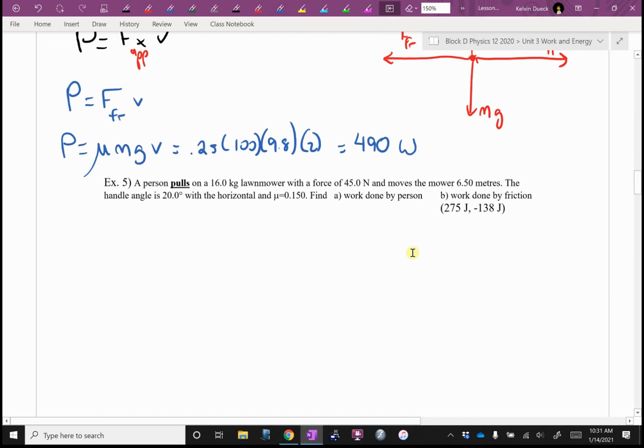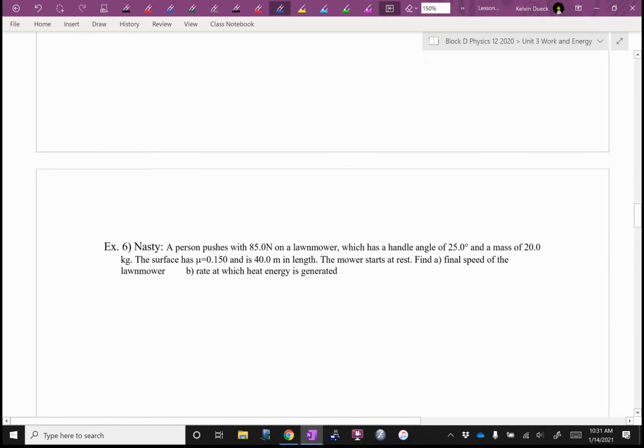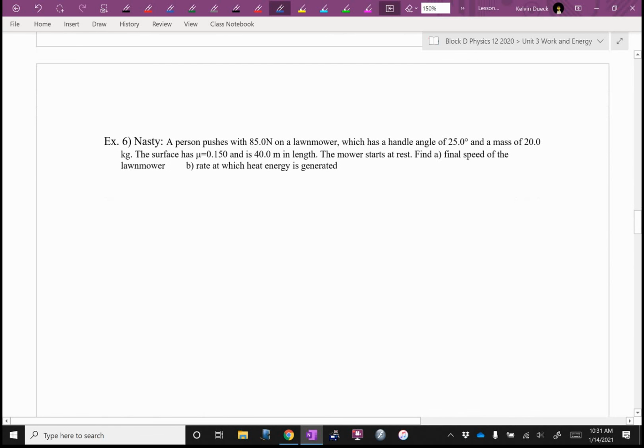Normally I would do example 5 because it's a nice review of lawnmower questions, but I'm cutting corners. Normally I would do example 6 because it's a nice review of lawnmower questions, but I'm cutting corners.